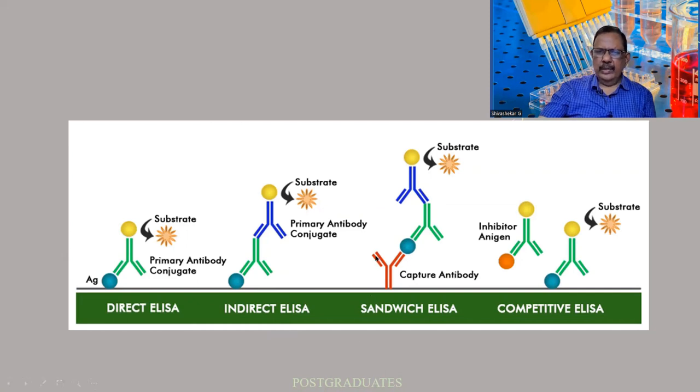Sandwich ELISA is one where there is an antibody, and the antigen is trapped between the antibodies, so it is a sandwich. Again, another antibody is there with a substrate. Sandwich ELISA. The same principle is there for the IHC also. And competitive ELISA means one substance is getting attached to the antibody, whereas the others are devoid of it. So it is an inhibitor antigen which is being prevented.